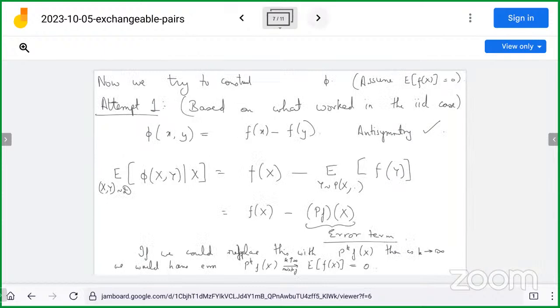And then we were looking at constructing this F, and based on what we did for the completely independent case, it looks like the natural thing might be to just take f(x) minus f(y).